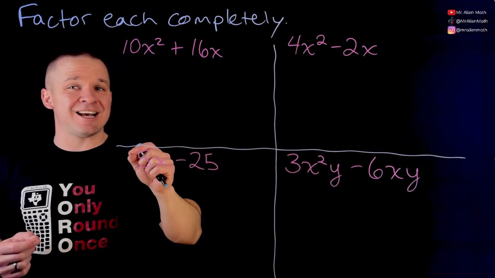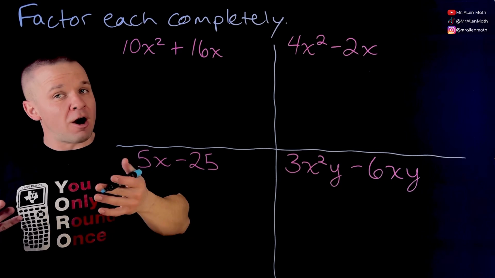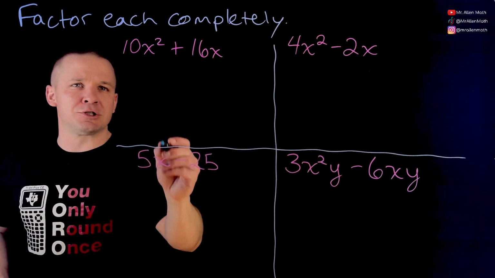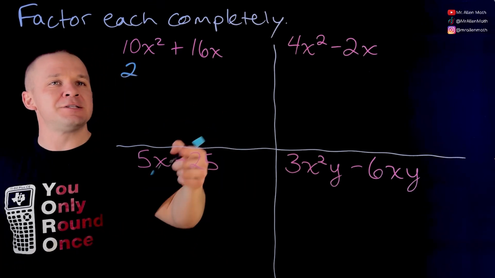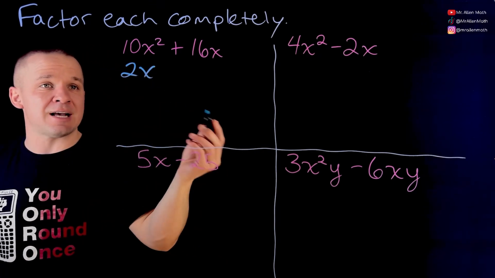First one, I've got 10x squared plus 16x. Well, what do they have in common? They are even numbers, so at least 2. Maybe, no, it looks like it's 2. 10 is divisible by 2, 16 is divisible by 2. And they also both have an x in common, so I'll take an x out as well.